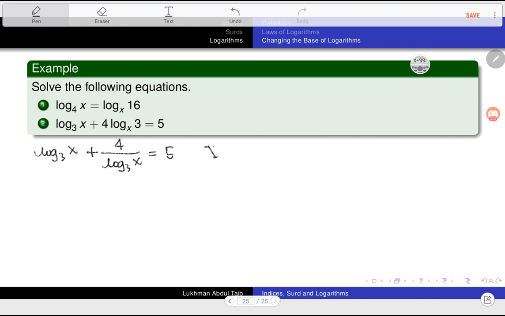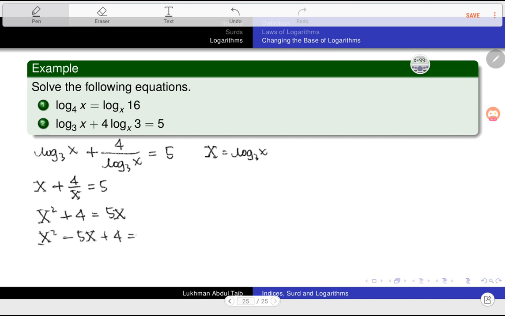Here, let capital X equal log x to the base of 3. So what we have later on is capital X plus 4 over capital X equals 5. I don't like the fraction here, so I want to remove it. What you can do is multiply all terms with X. So we will have X squared plus 4 equals 5X. So now we have the problem of a quadratic equation. To solve this one, X squared minus 5X plus 4 equals 0.